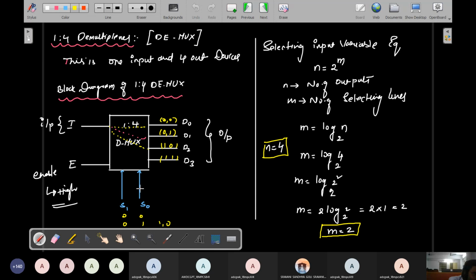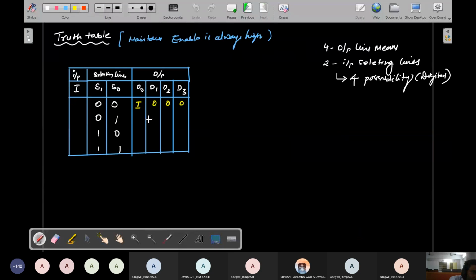Only one terminal selects the high condition, because 0 0 is given. Where is that option? This is the option of the D0 terminal. D0 terminal only represents the 0 0 possibility, so your input is directly connected to the D0 terminal. This is the condition. Now if 0 1 is given, only D1 will be selected. The input I is connected to the D1 terminal, and the remaining are all 0. So 0 I 0 0.